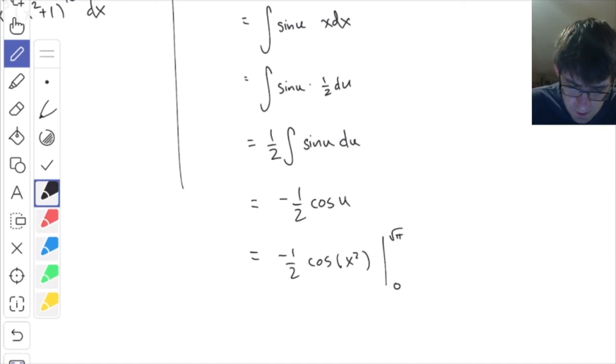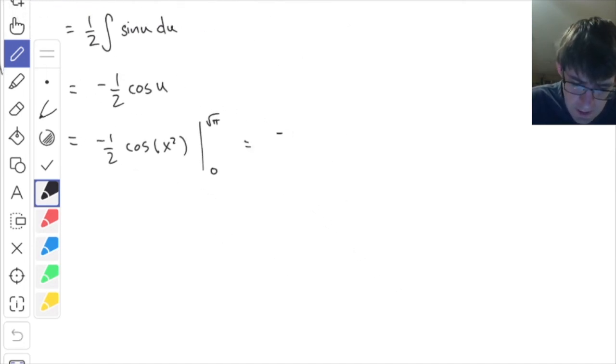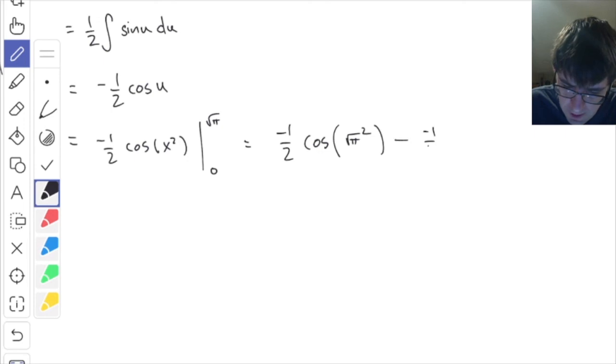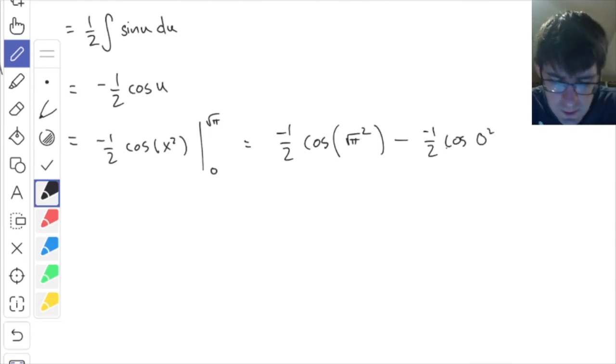Anyway, my answer is -1/2 cosine of root pi squared, and then subtract -1/2 cosine of 0 squared, which is just 0. Right? And you could leave it like that if I didn't tell you to simplify. Probably I would tell you to simplify the cosines at least.